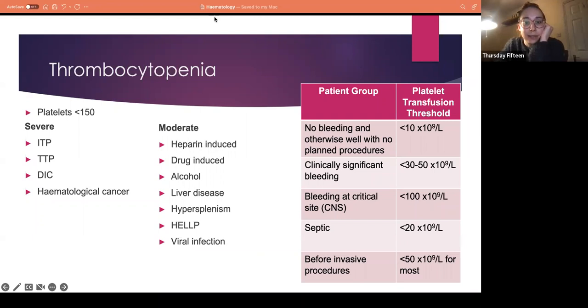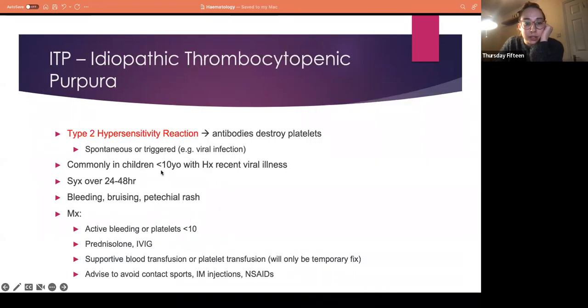Some people are just asking about the difference between ITP and TTP. So ITP, we'll go on to it just on this slide. ITP is idiopathic thrombocytopenic purpura. It's like a type 2 hypersensitivity reaction where your antibodies destroy your platelets, and that's not the case in TTP. ITP generally presents in children less than 10 with a history of recent viral illness. TTP generally presents in adults who are previously healthy, who present with a mental state change, fever, and things like that. Whereas in ITP, the child's generally well, has had a recent cough, cold, and then they've got some bleeding or bruising or a petechial rash.